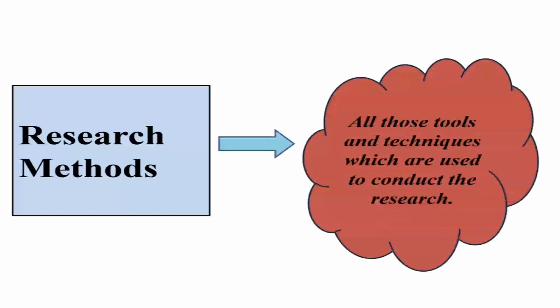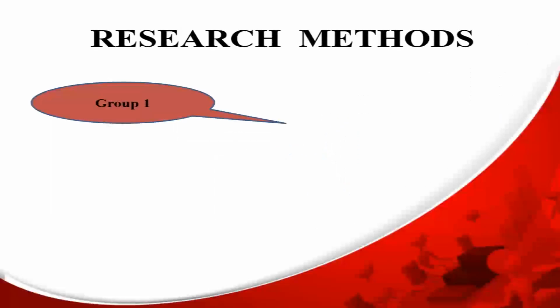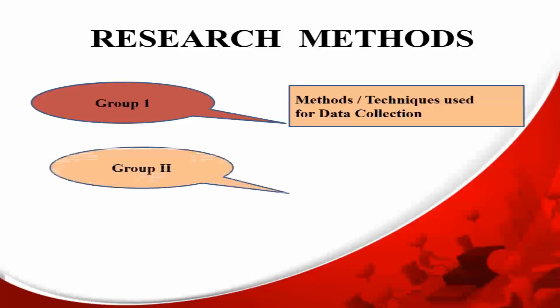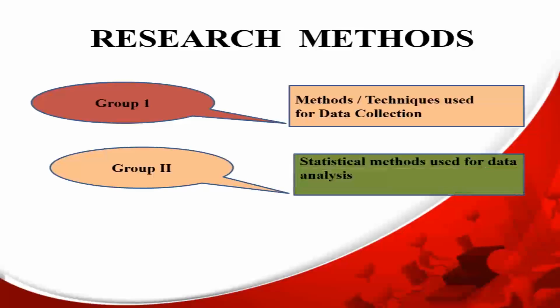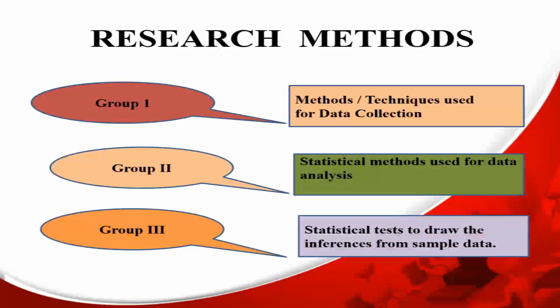Research methods consist of all those tools and techniques which are used to conduct the research. Research methods can broadly be classified into three groups. The first group consists of methods related to data collection. The second group includes statistical methods used for data analysis. And the third group includes statistical tests to draw the inferences from sample data.